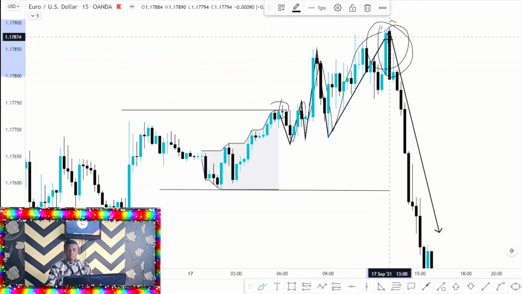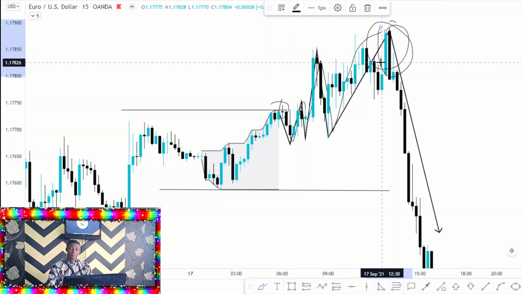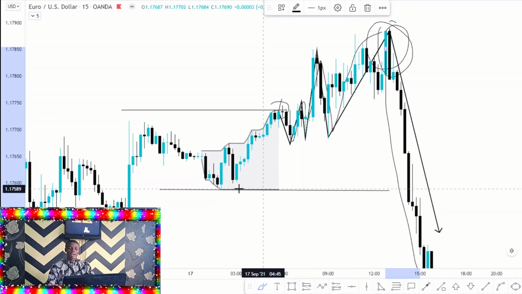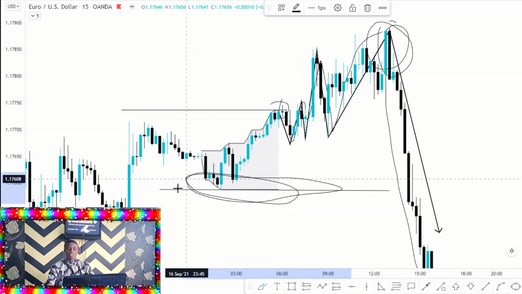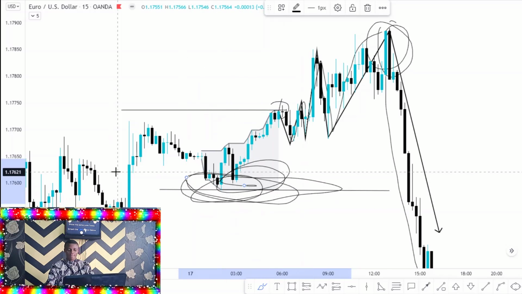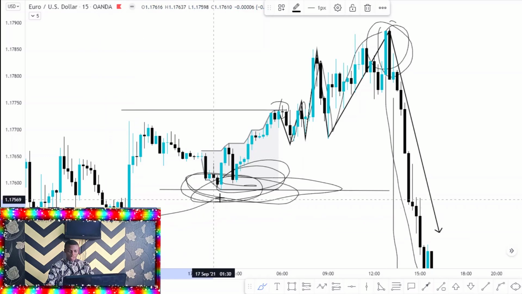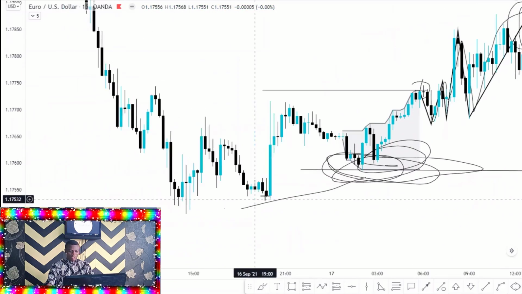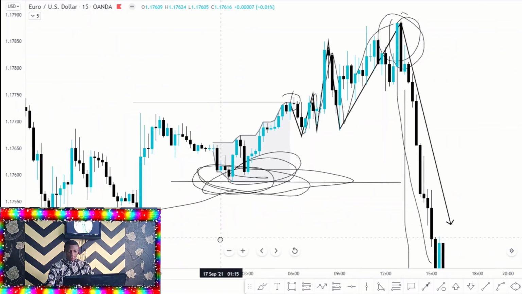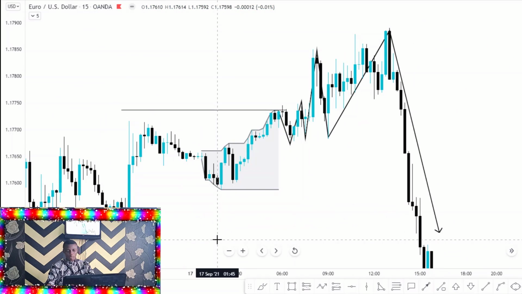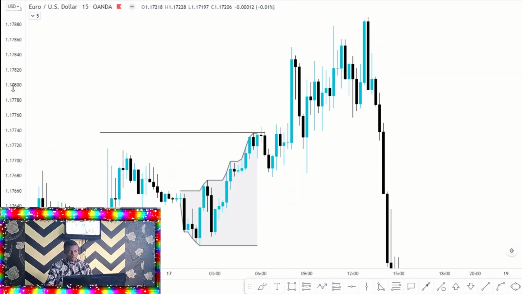What's it called now? Except for the New York session, good. And price rallied down, boom, took out the Asian low. You see what price did here, right? It blasted through it just to take out the liquidity that is below here. You get it? That is a simple concept that even you can understand.